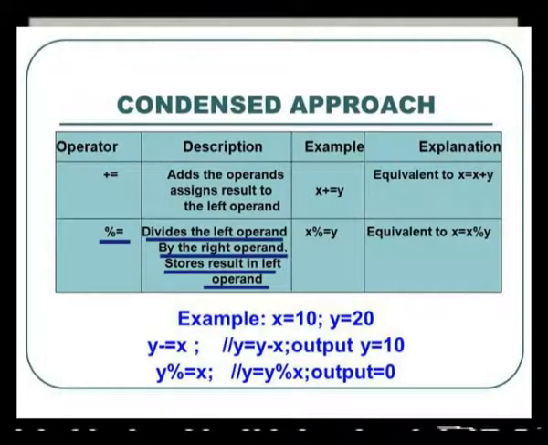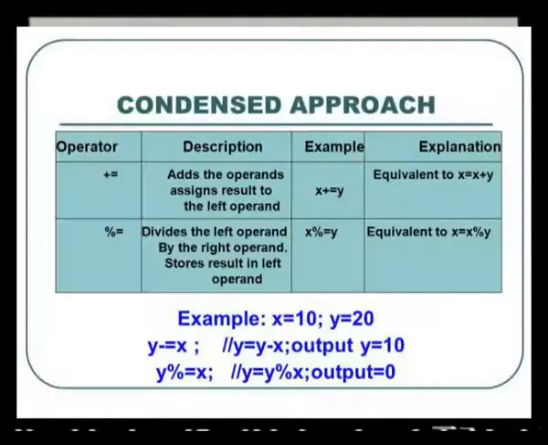That is what is given in the next example. Modulo equal to divides the left operand by the right operand and assigns the result to the left operand. So, x modulo equal to y is equivalent to x = x modulo y. So, instead of writing a big statement like this, you can condense it and write it like this. Both approaches are available to the programmer, whichever is convenient for you. If you find this confusing, you can very well go the normal way and perform this type of operation. But this condensed approach is a more efficient way of writing C++ programs.